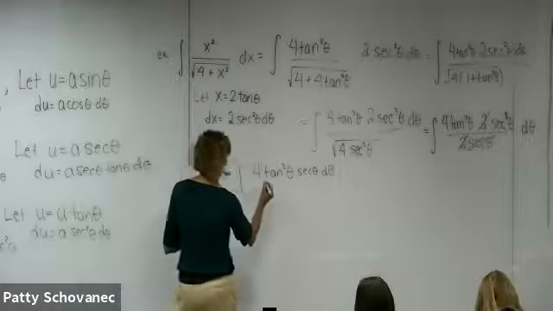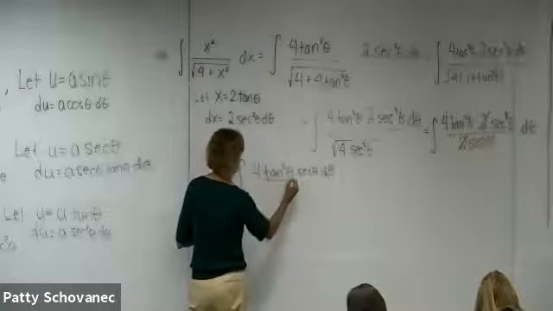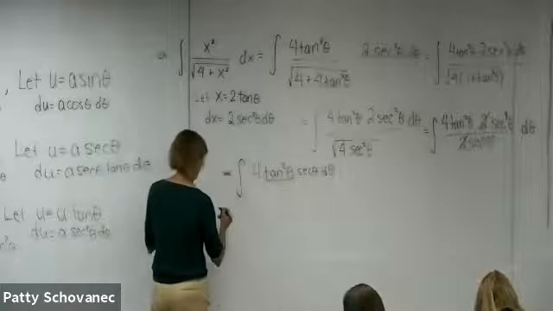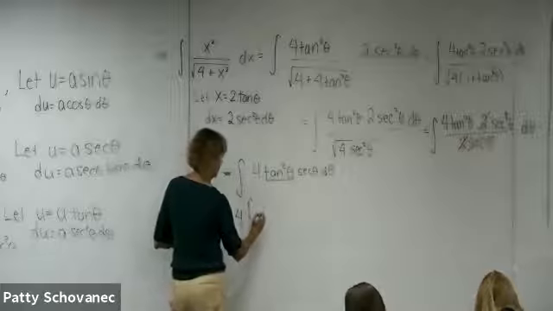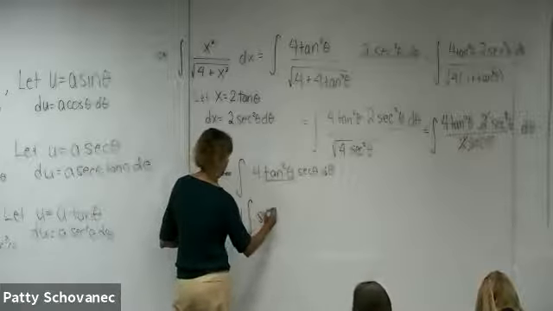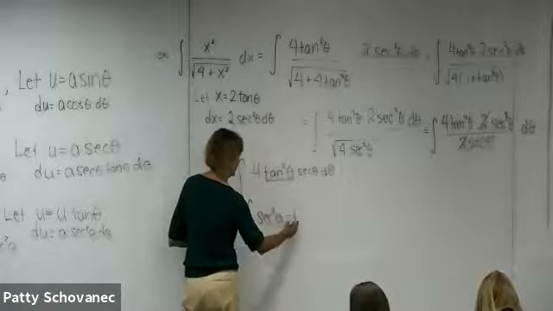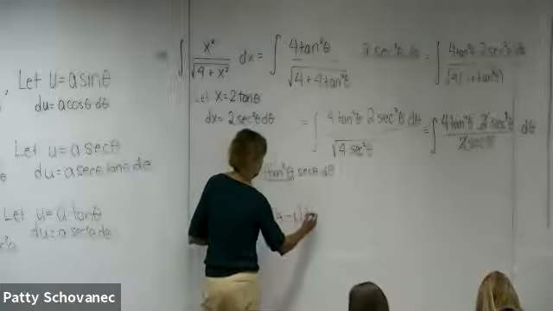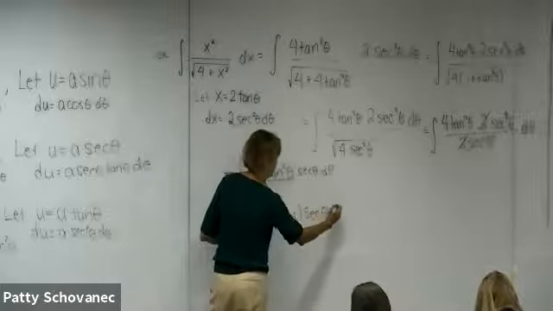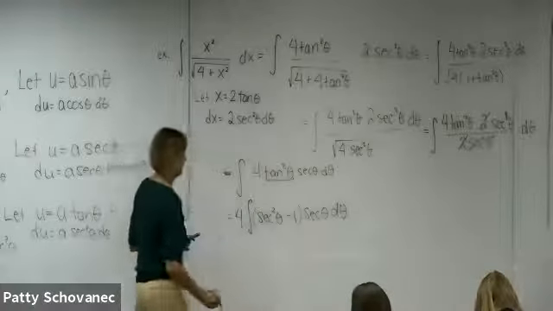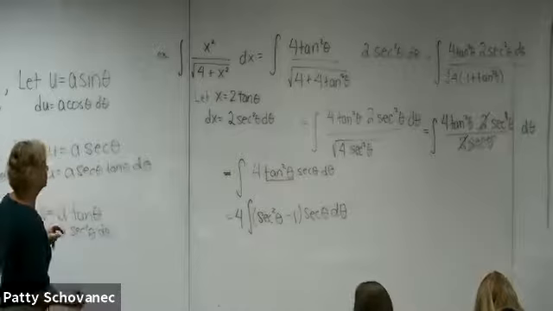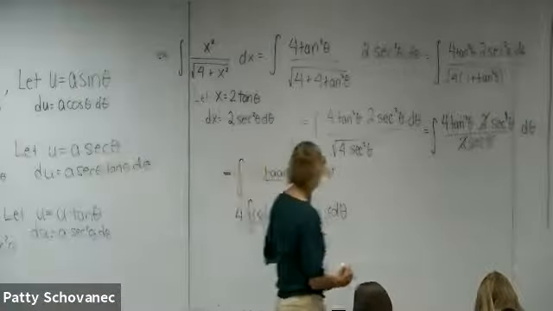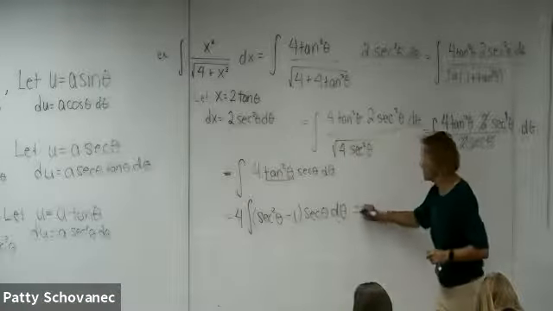So we're going to make a trig substitution here. Pull the 4 out. This becomes secant squared theta minus 1 times the secant of theta d theta. And now multiply it out. We have 2 integrals to do. We have the integral of secant cubed and then the integral of secant.